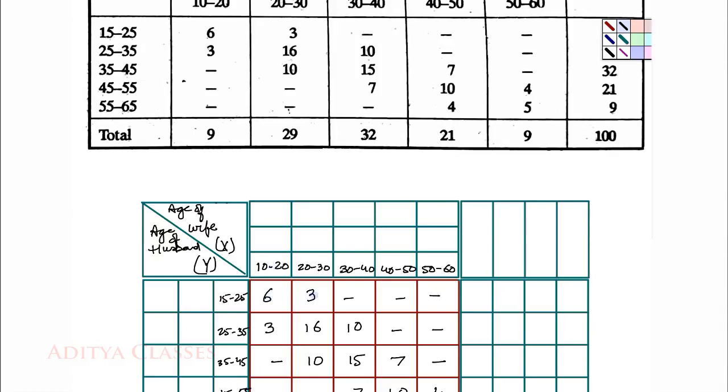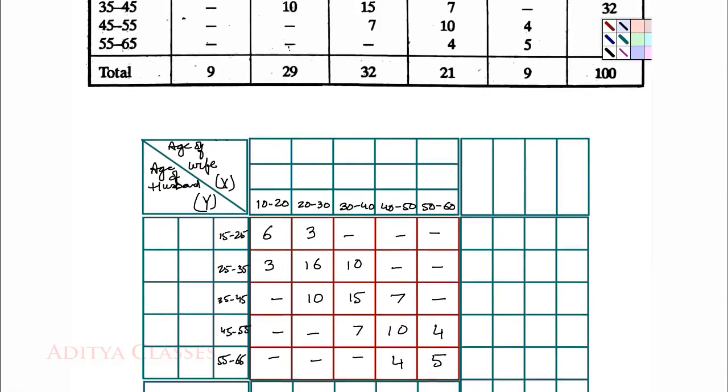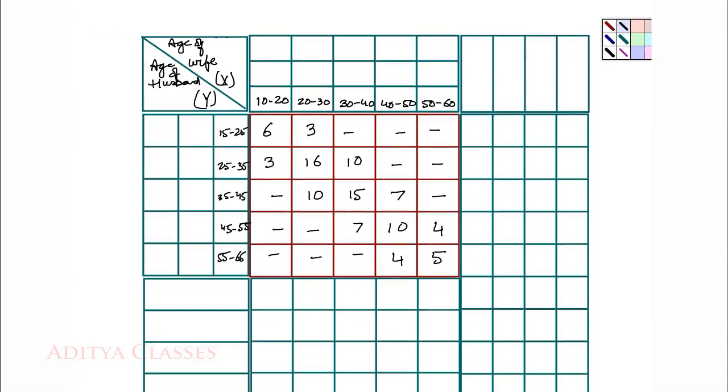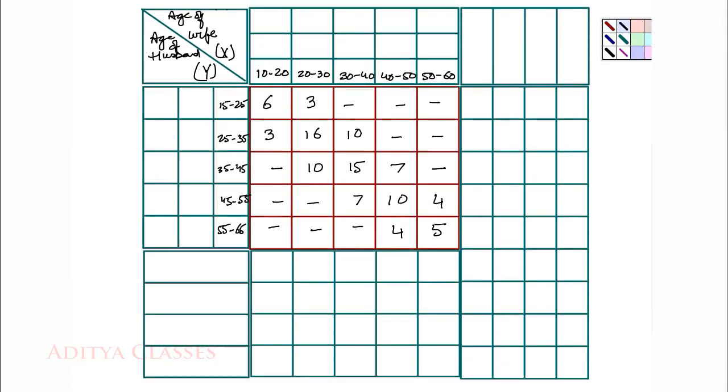there are 6 such cases. Then we have 3, 16, 10, 10, 15, then 7, 10, 4, 4, 5. So this is the question that we have been provided to find if there is any kind of correlation between ages of husbands and wives. Now let us go ahead with solving it.